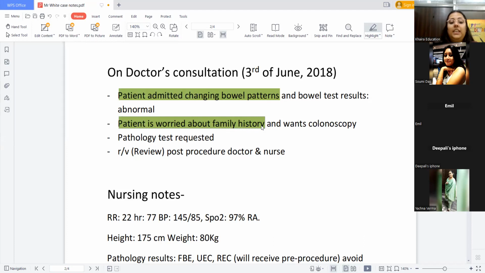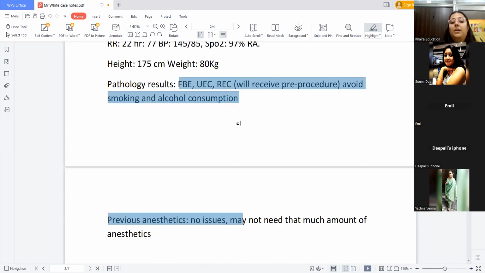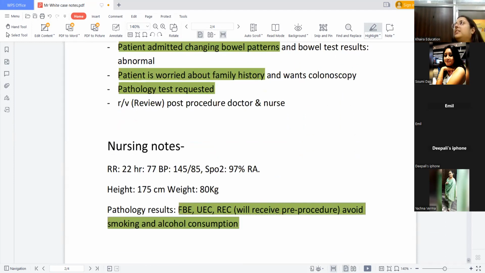Pathology test requested. Either you can write it from here, or you can write the names of the tests. This information is relevant because the recipient needs to know that these tests have already been performed and they will have the information about these tests before the procedure, so that they don't have to do these tests again on the patients to confirm things. The review post-procedure, you can either pick it up from here or towards the end. It's your choice.